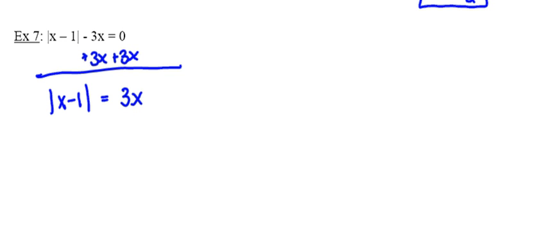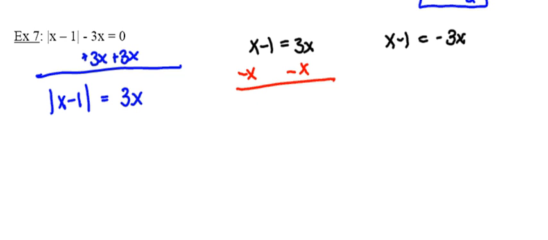Again, I cannot stress enough, when you're making your two equations, you drop the absolute value and just write the stuff that was inside of it equal to 3x, and the stuff that was inside of it equal to negative 3x, the opposite. Now solve for x. So we can go ahead and subtract the x to get negative 1 is equal to 2x. Divide by 2 to get the x alone, and it's equal to negative 1/2.